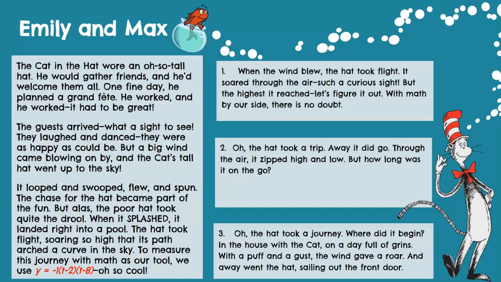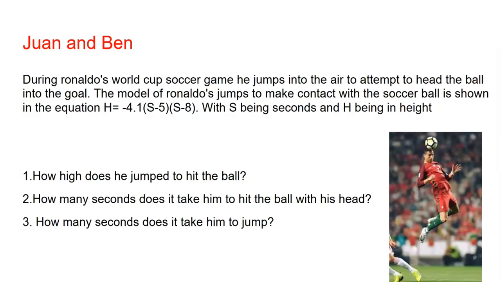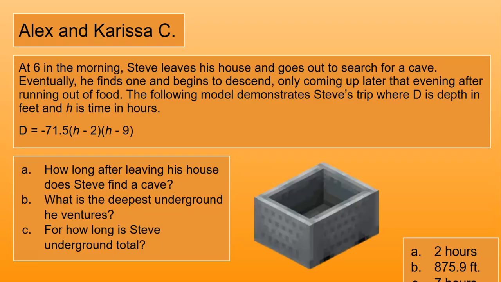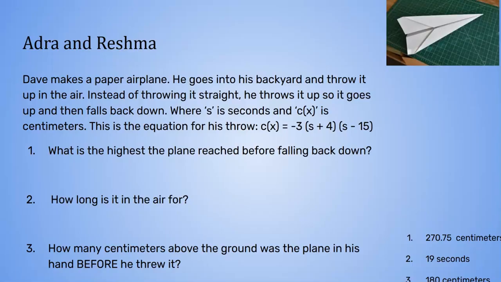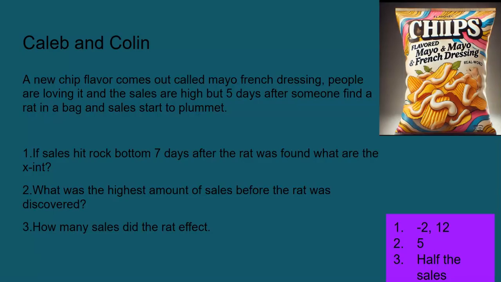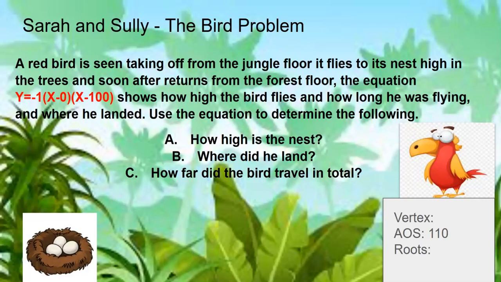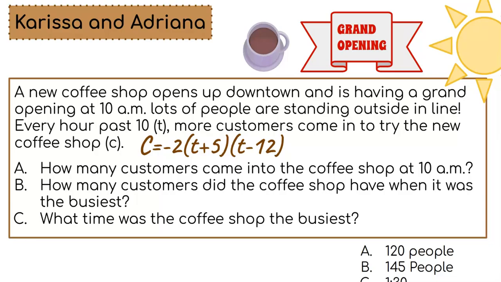I'm pretty sure they used ChatGPT. Jumping up and down, right? That goes up and then goes down. That makes sense. Some Minecraft stuff. A basketball. A paper airplane. Up, then down. Potato chip flavors. Mayo and mayo. Weird. A bird. This is, I think, the one that won. It made the most sense. The numbers worked. Simple, concise, neat looking. Excellent job last year, Carissa and Adriana.